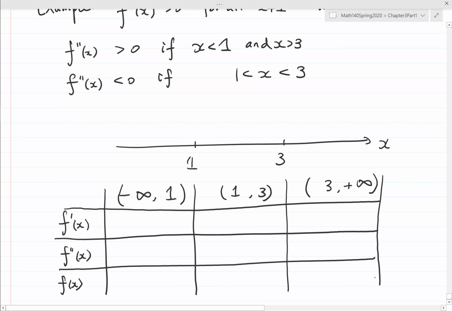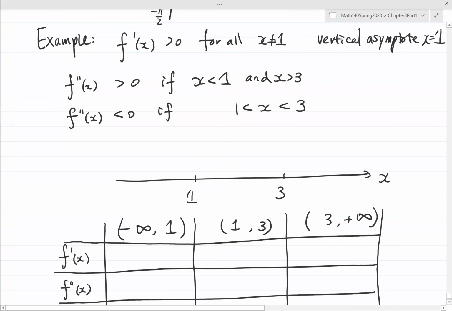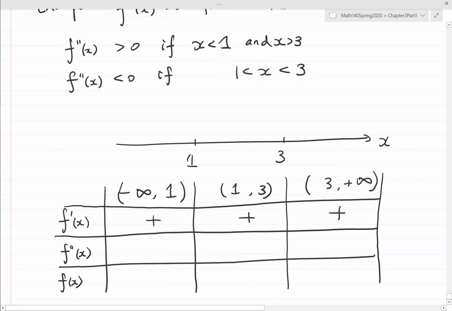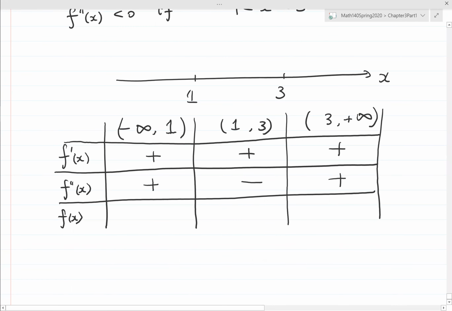From negative infinity to 1, i.e. x less than 1. Now we know the first derivative is always positive. The second derivative is positive if x is less than 1, or greater than 3. Otherwise, from 1 to 3, it is negative. Okay, so then we determine f(x).